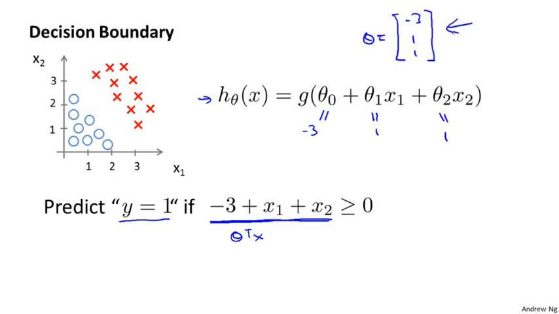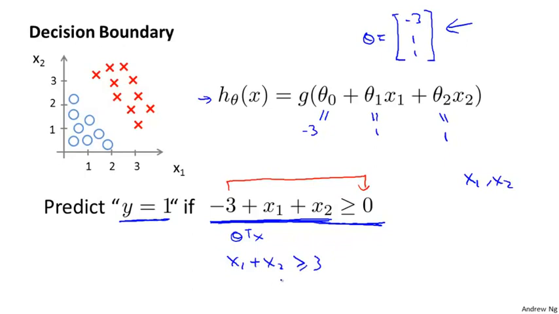So for any example with features x1 and x2 that satisfy this equation, that minus 3 plus x1 plus x2 is greater than or equal to 0, our hypothesis will think that y equals 1 is more likely, or will predict that y is equal to 1. We can also take minus 3 and bring this to the right and rewrite this as x1 plus x2 is greater than or equal to 3. And so equivalently, we've found that this hypothesis will predict y equals 1 whenever x1 plus x2 is greater than or equal to 3. Let's see what that means on the figure.